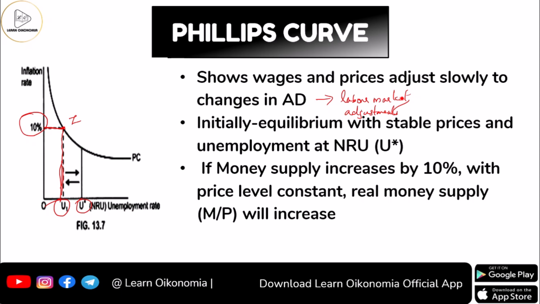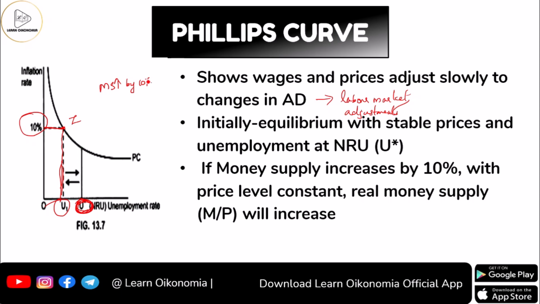Now, initially, let's consider that we are at the point of equilibrium, and being at equilibrium means we are with stable prices and unemployment. This would be occurring at this point, U star. And what would happen if the money supply in the economy increases? We are assuming that the money supply is increasing by 10%.